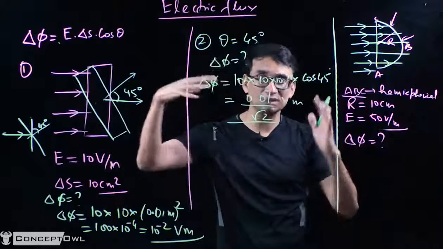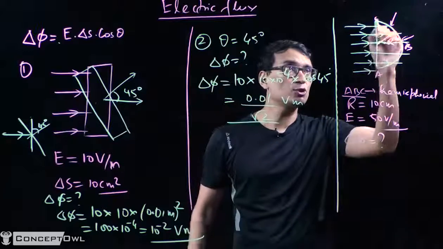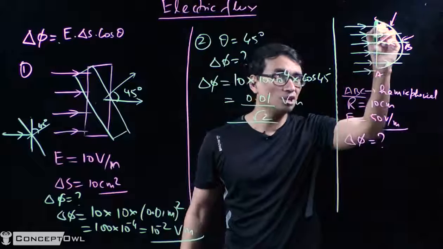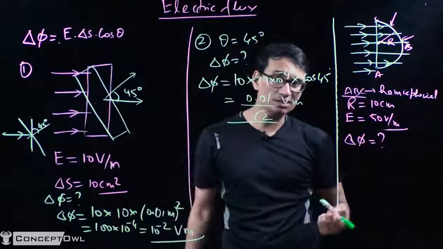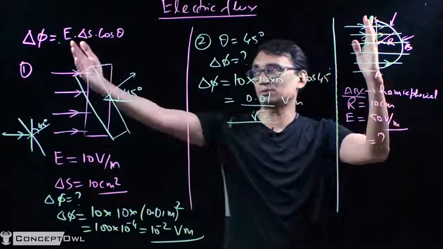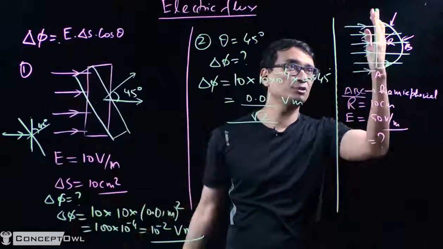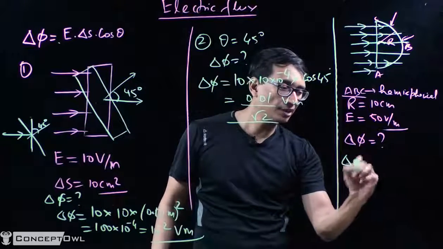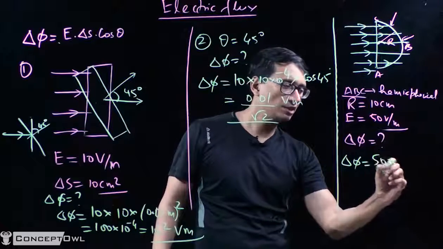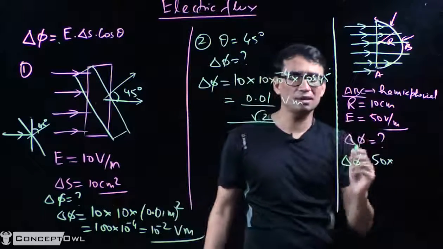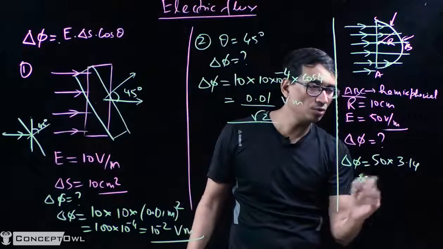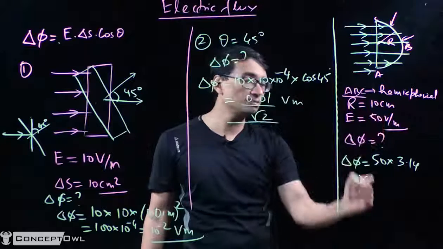Electric flux is nothing but the number of field lines crossing the surface. So the flux for the hemispherical surface would be the same as for this flat circular surface, and for the flat circular surface it's very, very easy. Here delta phi would be the electric field, which is 50, into the area. What is the area? Pi r square, so 3.14 into r square. What is the radius? The radius is given as 10 centimeters.